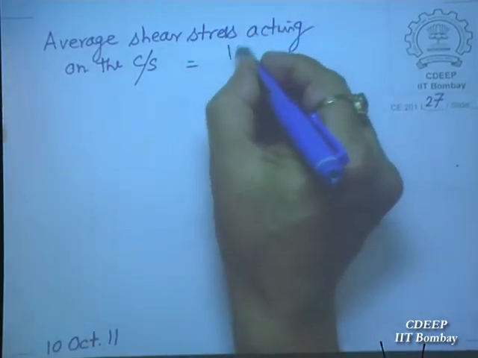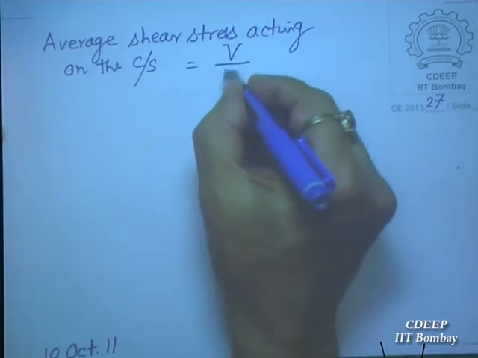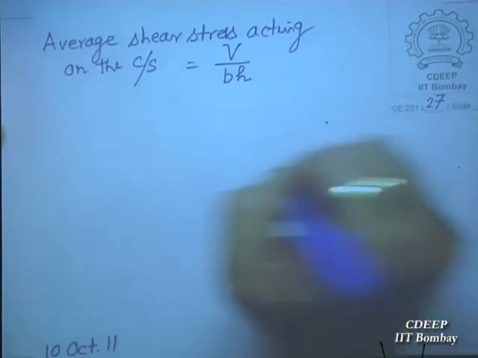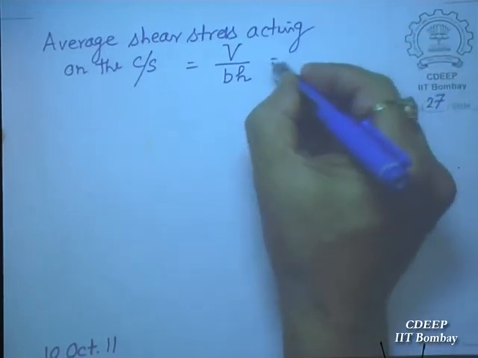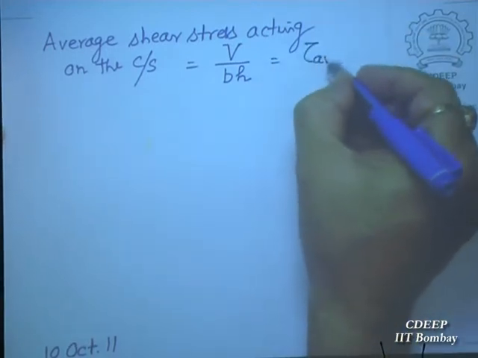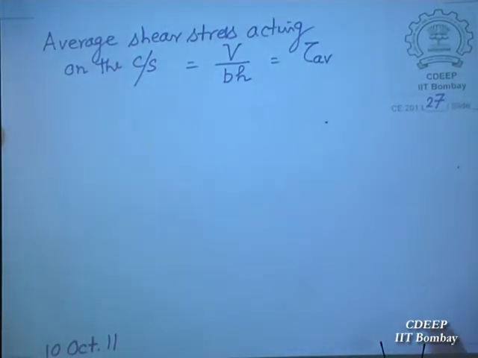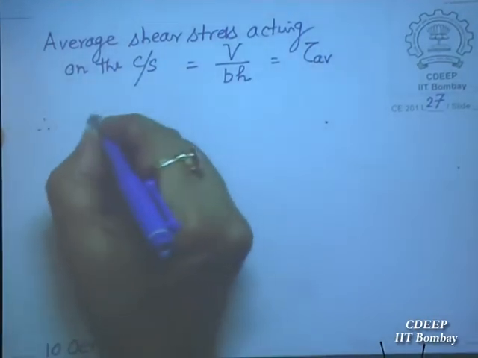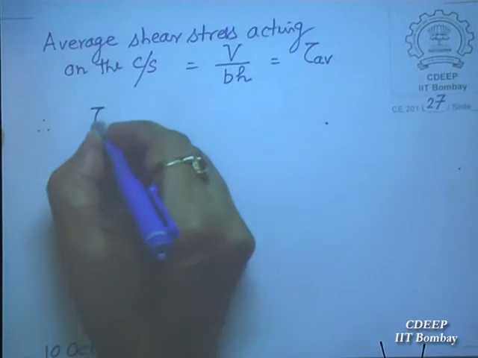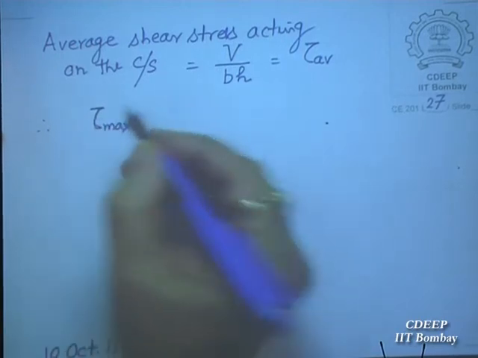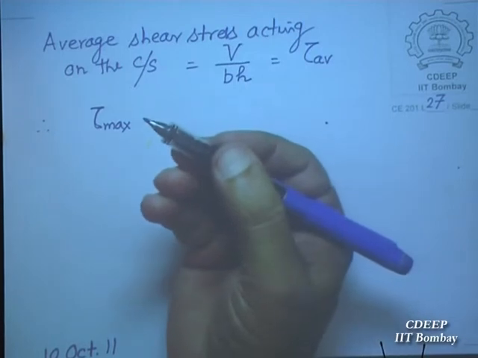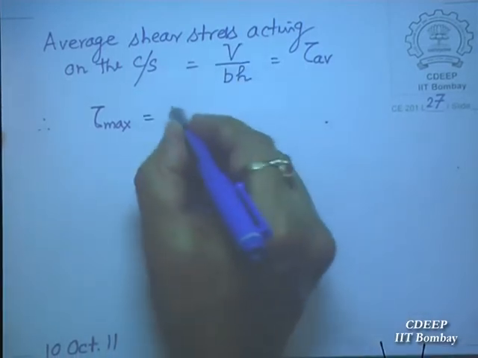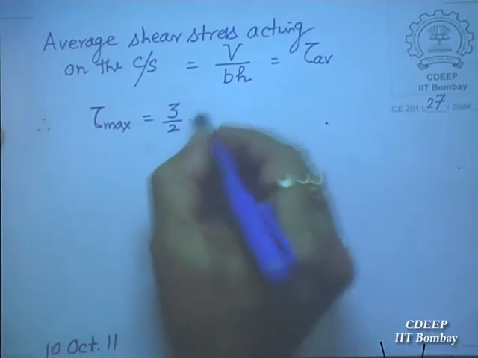It will be V, the total shear force, divided by the area, B into H. Let us call this tau average. It does not take into account the variation of shear stresses through the depth. It gives you a rough value. So average shear stress on the area is like this. Therefore, I can say that the maximum shear stress tau maximum, acting at z equal to 0, is equal to 3 by 2 into tau average.